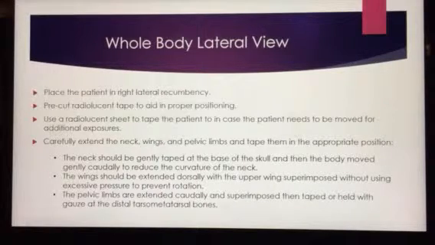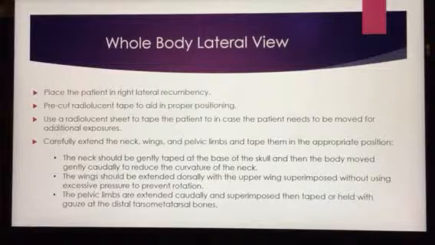Whole body lateral view. Place the patient in right lateral recumbency. Pre-cut radiolucent tape to aid in proper positioning. Use a radiolucent sheet to tape the patient to it in case the patient needs to be moved for additional exposures. Carefully extend the neck, wings, and pelvic limbs and tape them in the appropriate position.